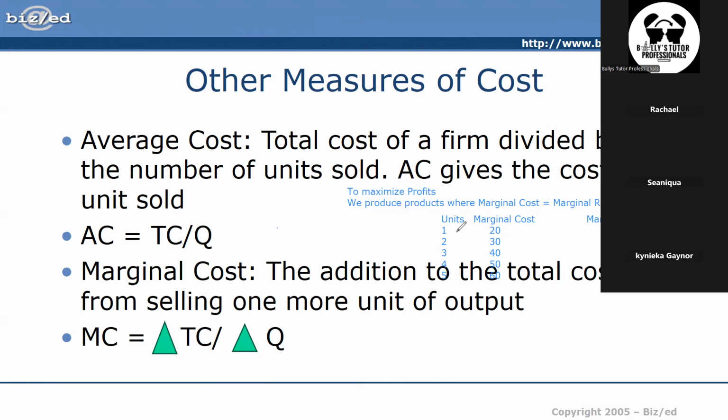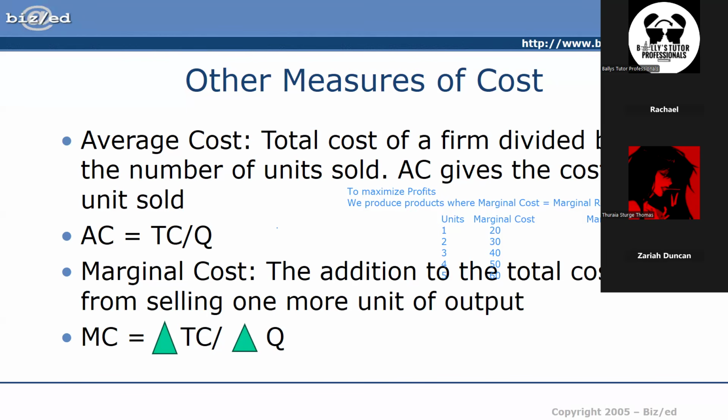Would I produce the first unit? Yes, because my revenue is higher than my cost. So I would get $30 from it, right? Would I produce the second unit? Yes, because I'm getting $15 extra from it, right?